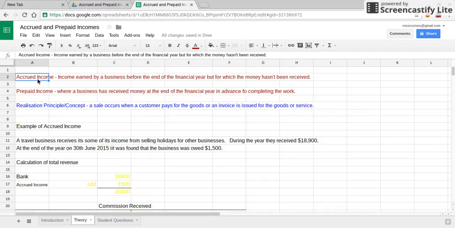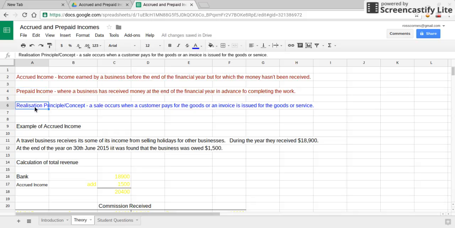statement of financial position. Prepaid income is where income has been received in advance, and therefore the business actually owes that income back to another company at the end of the year, although it's going to form part of next year's income.